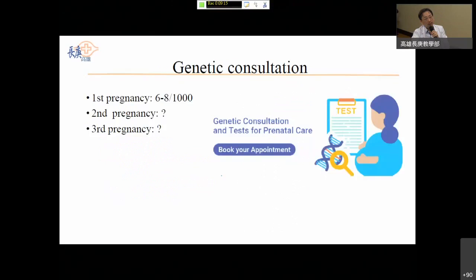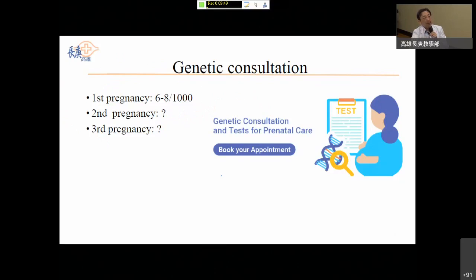So, when the firstborn baby has a congenital heart, what the family needs to do, very importantly, is genetic consultations. As I mentioned previously, in a normal population, through their first pregnancy, there is a chance of about 6 to 8 per 1,000 in the population to have congenital heart disease.